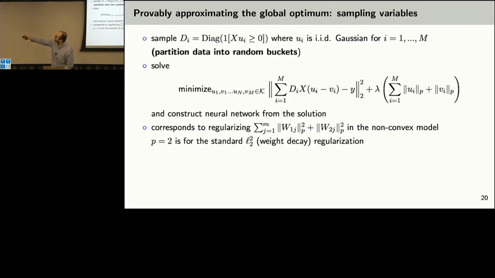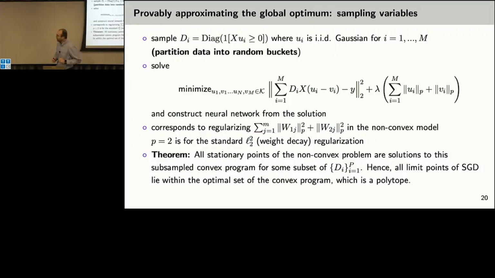So here's how we do it. We generate random vectors u_i, and then we look at their separation patterns, which is very simple. Generate a bunch of random vectors, look at their separation patterns, and optimize only over these variables with the same objective. This is a subsampled form of the problem. And in fact, we can use different regularization. It will turn out that if we use a p-norm here, it corresponds to regularizing the p-norm squared in the non-convex problem because of the L1, L2 correspondence.